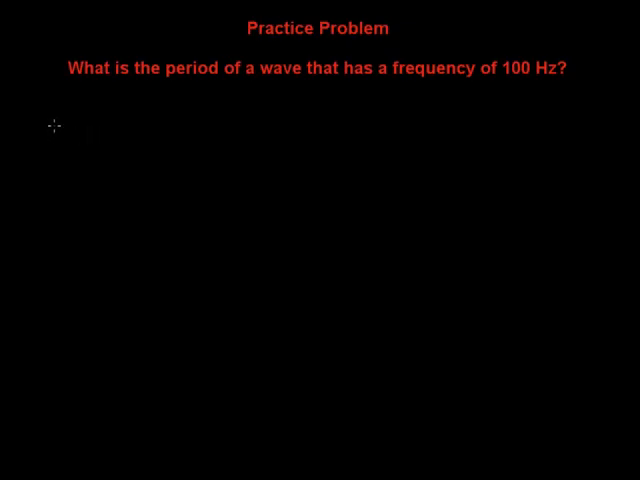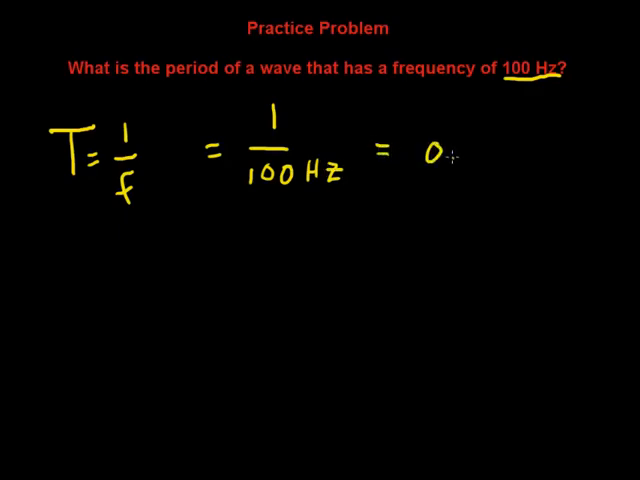Okay, now period is equal to 1 over the frequency, right? They're reciprocals. So that means that we're going to take 1 over the frequency, which is 100 hertz, and let's put it in the calculator, and we come up with 0.01 seconds. There you go.